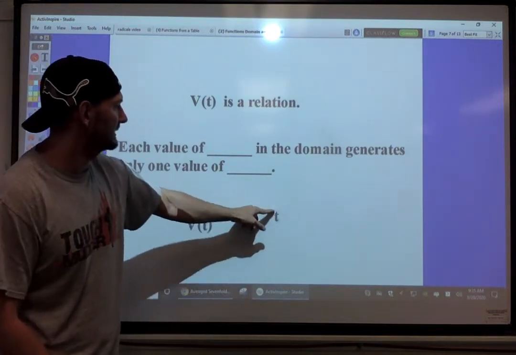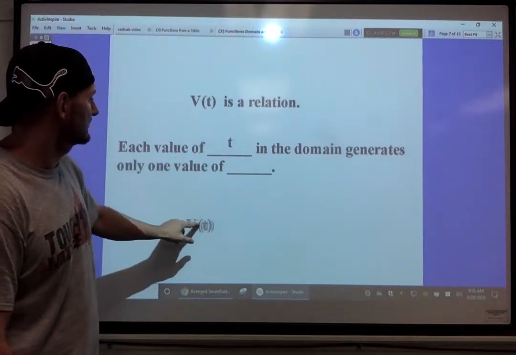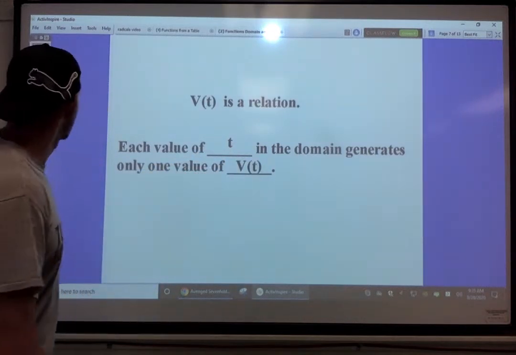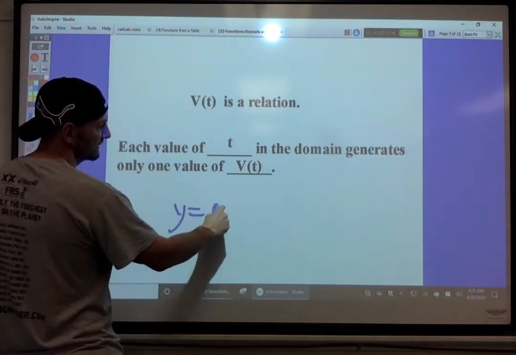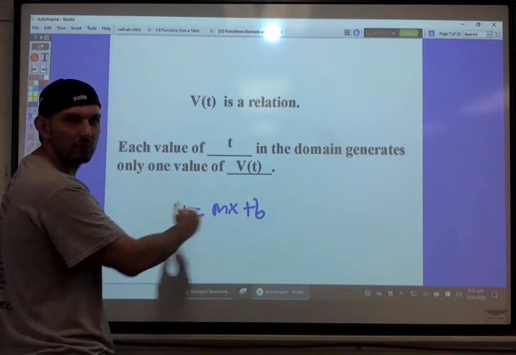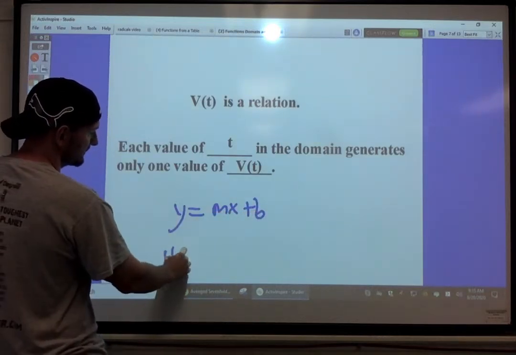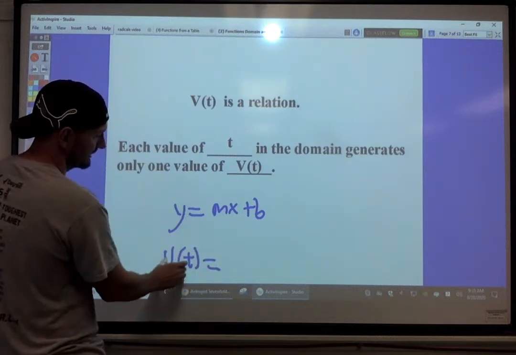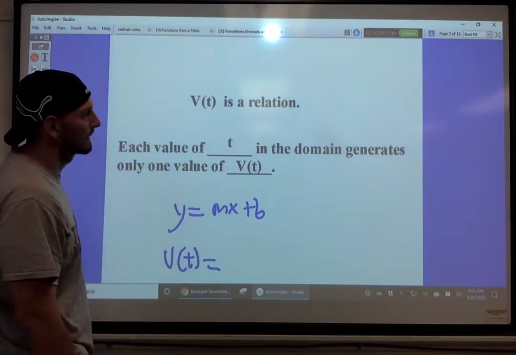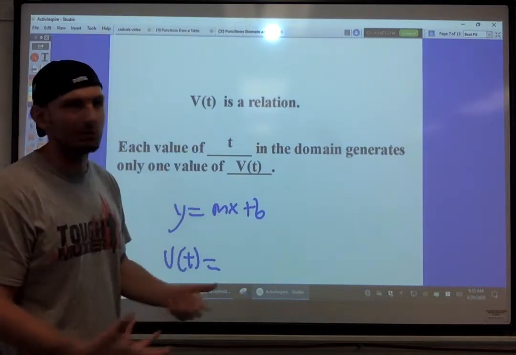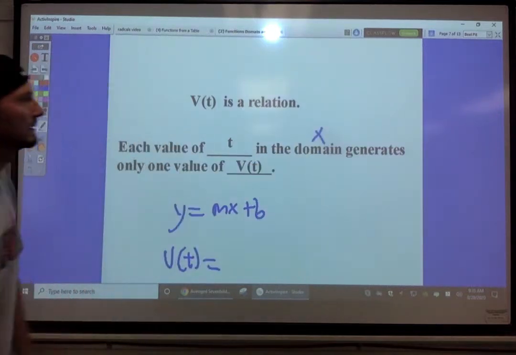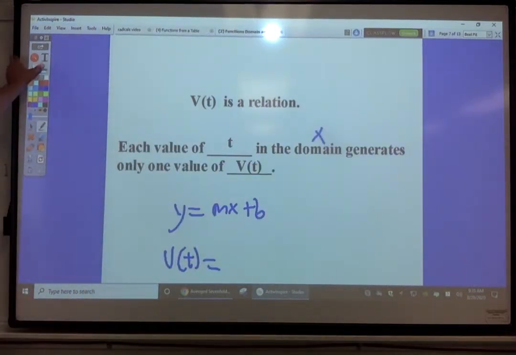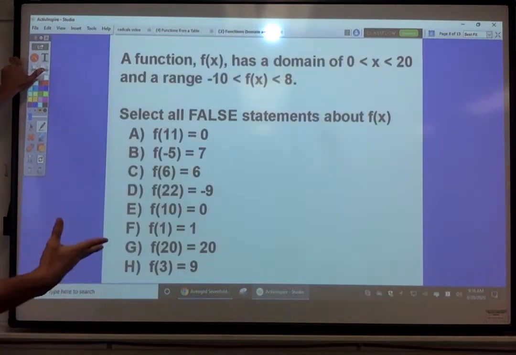Yep, it should be t. V of t is the y value. And it comes back to how they write it. Normally we write y equals mx plus b or something like that. If I was writing in function form, it'd be v of t equals. See how that's in the same place as the y? And the only clue I give you to tell the difference between x and y is that word, domain. It's x. So it's a lot of memorizing what domain means. It's the x values. Okay, try this one on your own.